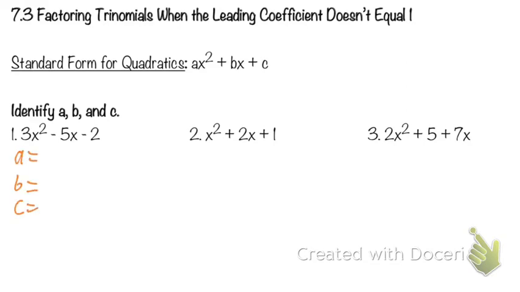Who knows what my a would be? Hannah? It's just going to be that 3, because here it's ax to the second. So it's whatever's in front of that x to the second. So 3 is what's in front of that. So what's my b going to be, Reagan? Negative 5. Good catch there to call that negative. We have to take this minus sign with it because the standard form has a positive b. So b is actually a negative 5 to account for that.